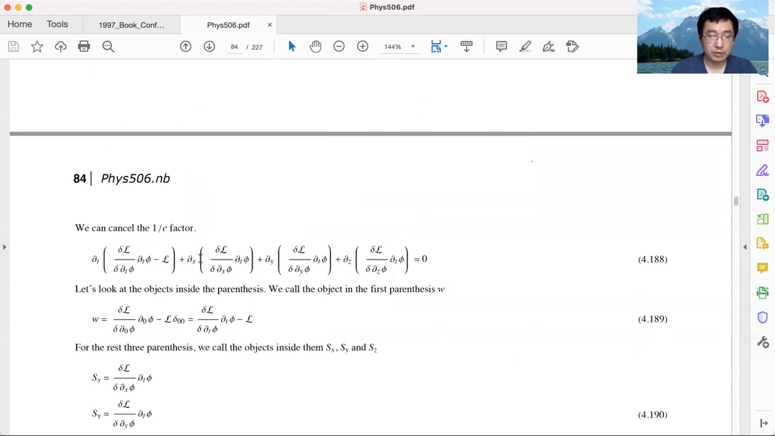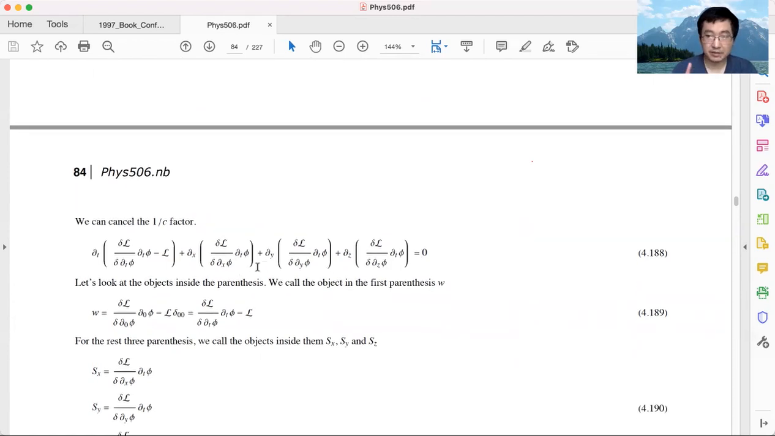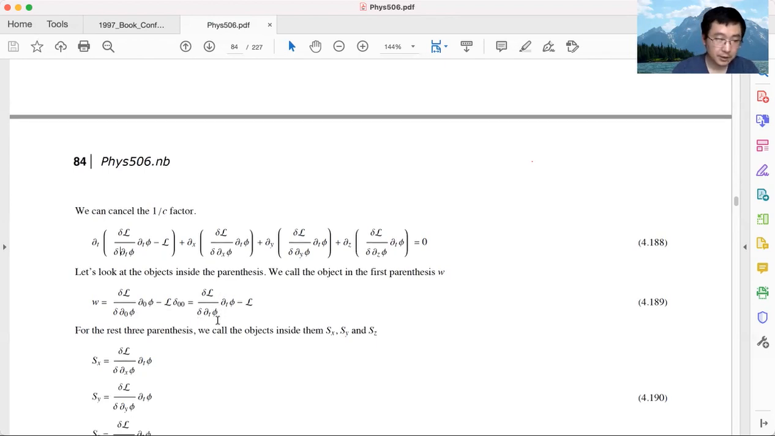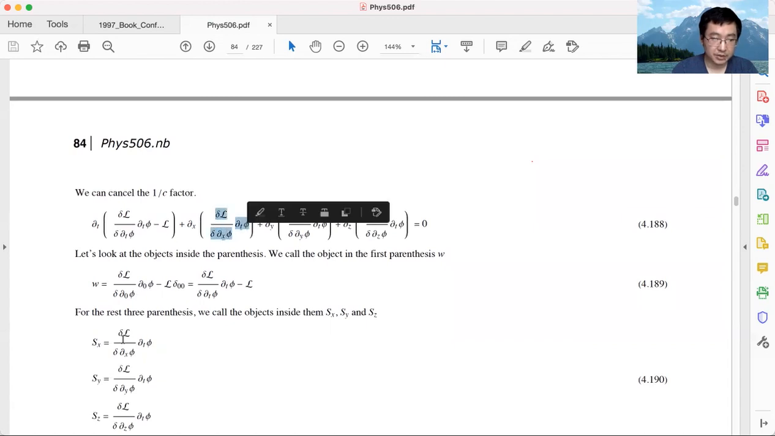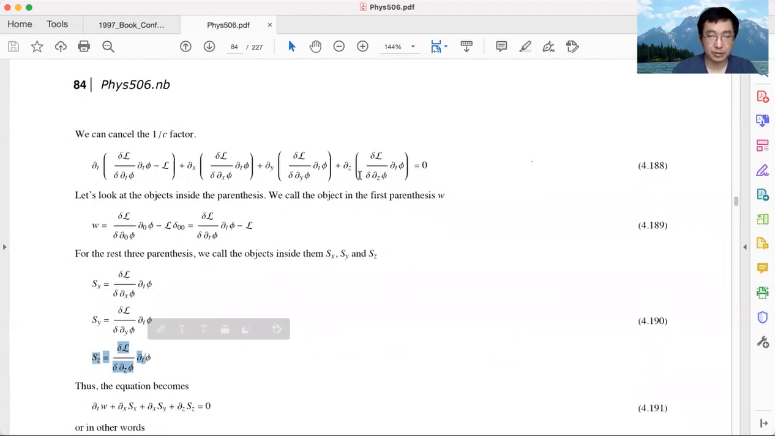And for this equation, let me define some quantities. Let me call the quantity in the first parenthesis W. This is just whatever we have here. There are two ways to write it. We can write it as partial t or partial 0, and they're the same. They differ by the speed of light, and the speed of light perfectly cancelled. I call the one in the second parenthesis Sx, the one in the third parenthesis Sy, and the one in the last parenthesis Sz. I just give these three parentheses a name.